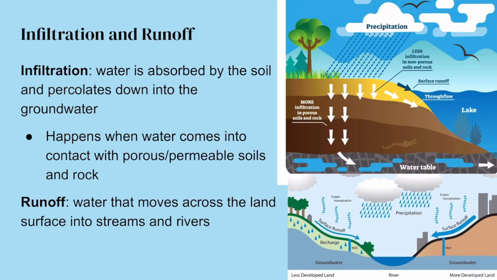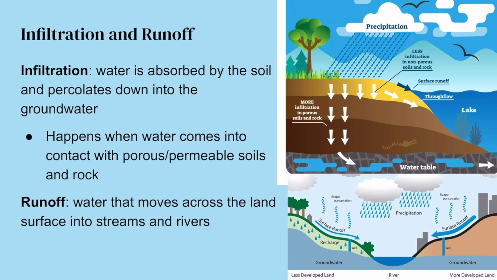The last two processes in the water cycle or the hydrologic cycle are infiltration and runoff. And these occur when water falls back to the earth in the form of precipitation. It can take one of these two routes. It can either infiltrate into the ground or it can run off into another body of water.